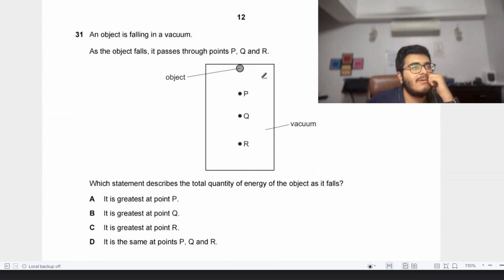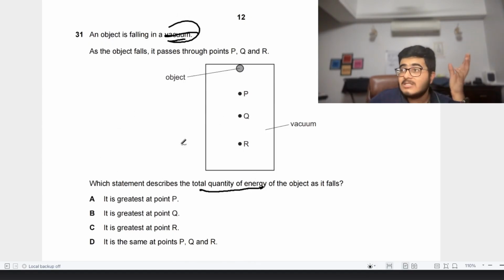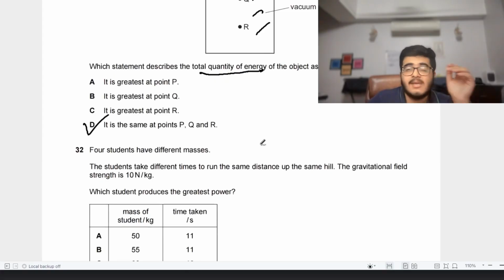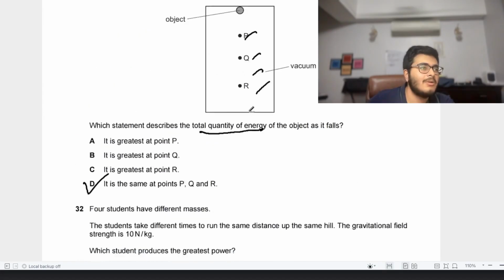An object is falling in a vacuum. Okay, vacuum. Which statement describes the total quantity of energy? See, it's a vacuum, so energy won't be lost due to external factors. So energy is going to be the same at all the points, right? It's a vacuum, so energy cannot be lost or transferred anywhere here. So energy is going to be the same at all the 3 points.